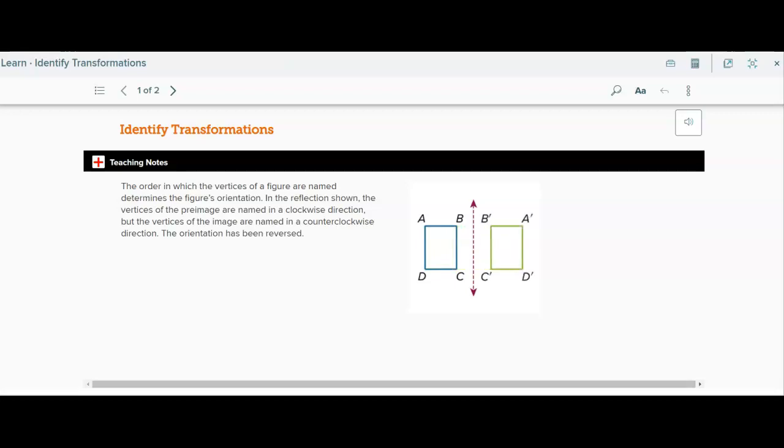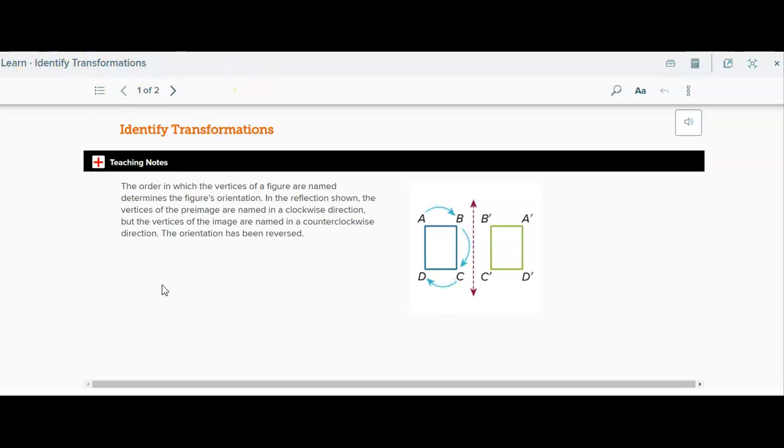And so go to page 487. There's a couple more things that are part of this section that will help you on the worksheet that you guys are going to do in class today. So on page 487, you'll see this section at the top says learn identity transformations.